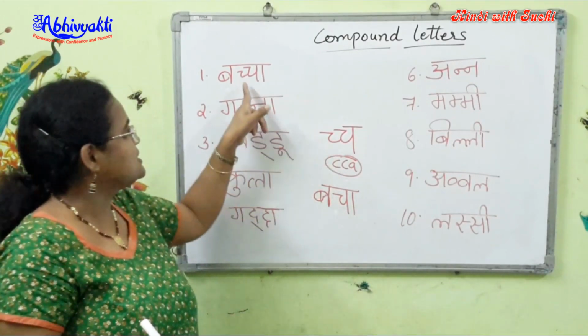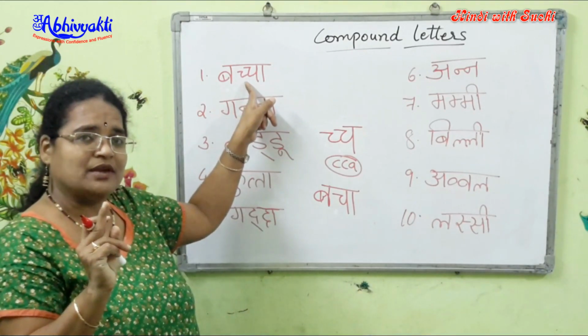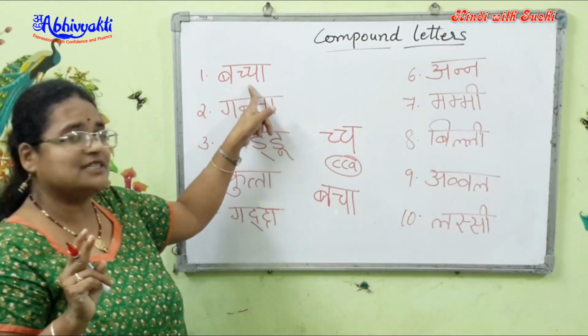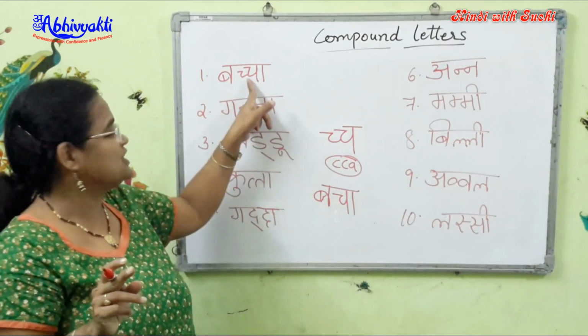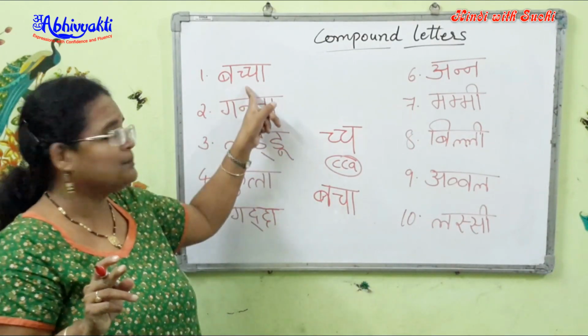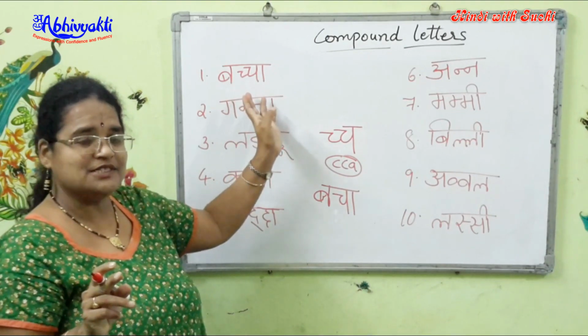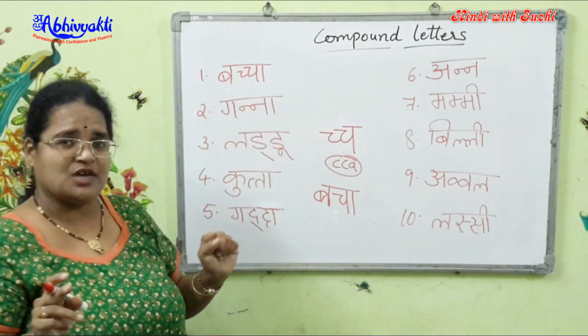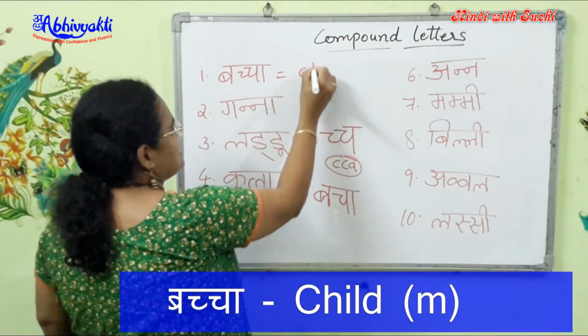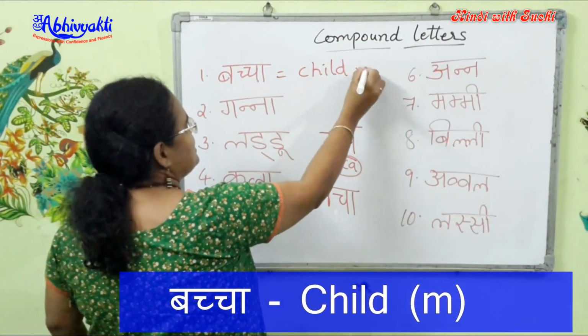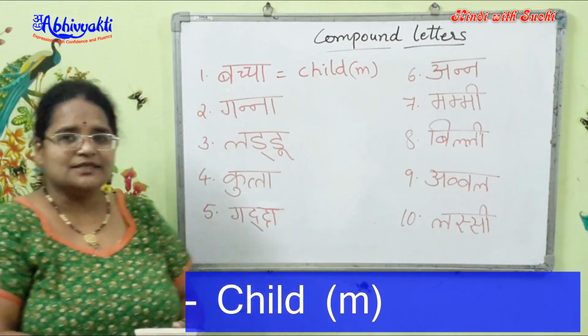But this one, because it is the cha compound letter joining two times, so it is bacha, bacha. Did you get the difference? So this one is bacha, a compound letter. So this one means a child, masculine.